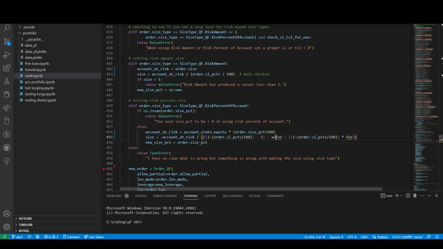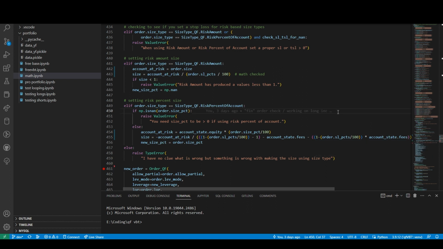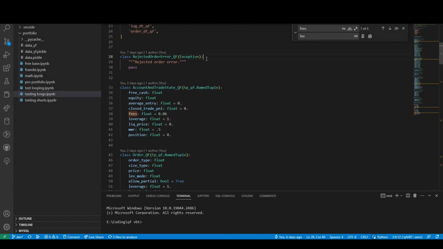This is account fees. It's fees. I think it probably needs to be changed to fee. Yeah, let's change fee. Fee. Here. Fees. Fee.